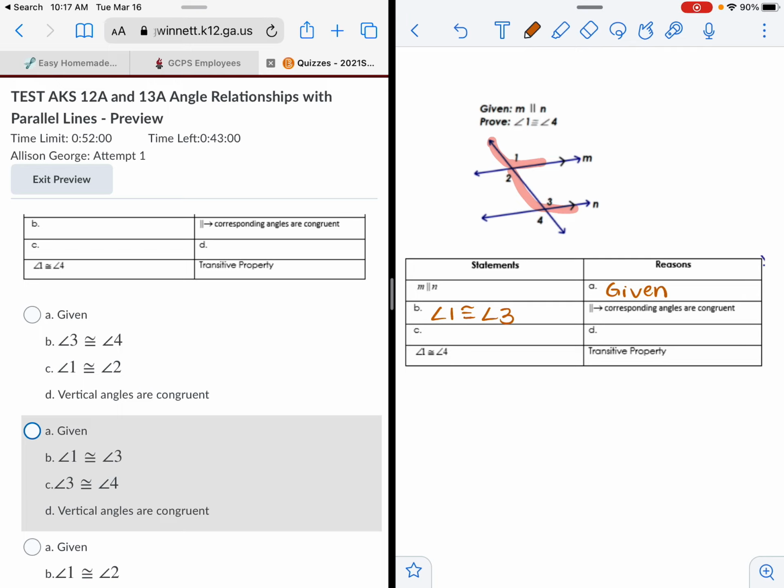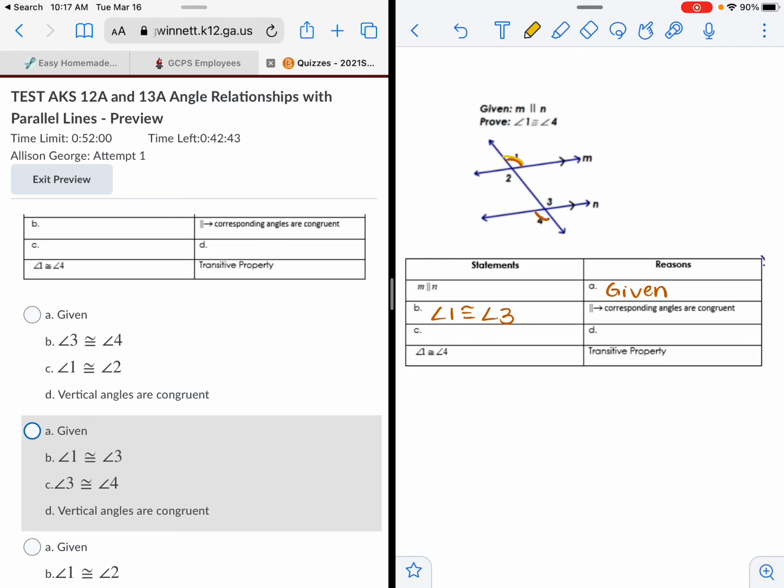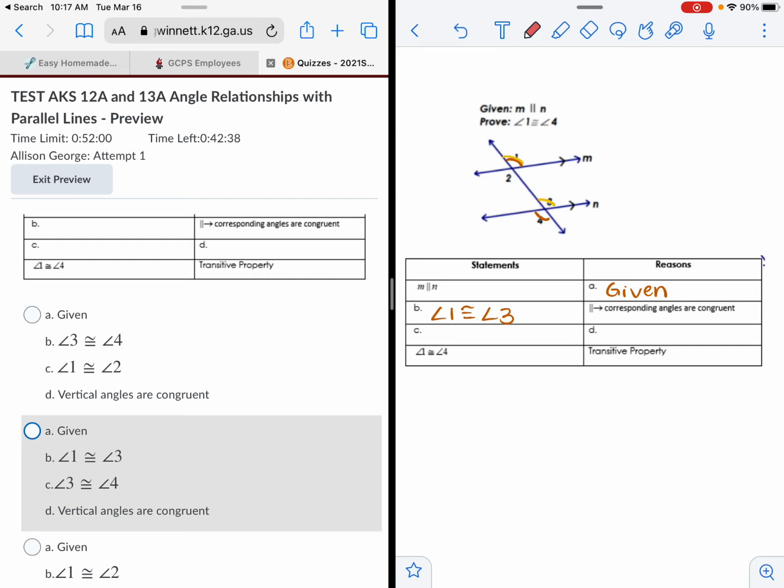In the next line, it is open for us to fill in. We need to figure out how we want to do this. Now, I am trying to prove that 1 is congruent to 4. And right now, I've shown that 1 is congruent to 3. How am I going to go from 1 and 3 to 1 and 4? Well, somehow I need to relate 3 and 4, these two right here. So I want to have that angle 3 is congruent to angle 4. How could I say that those two are congruent?